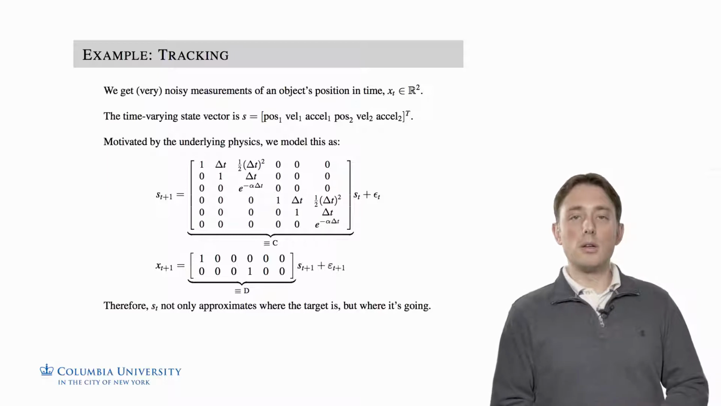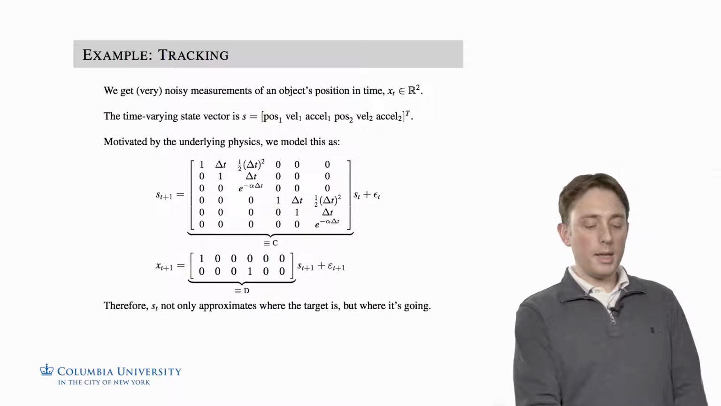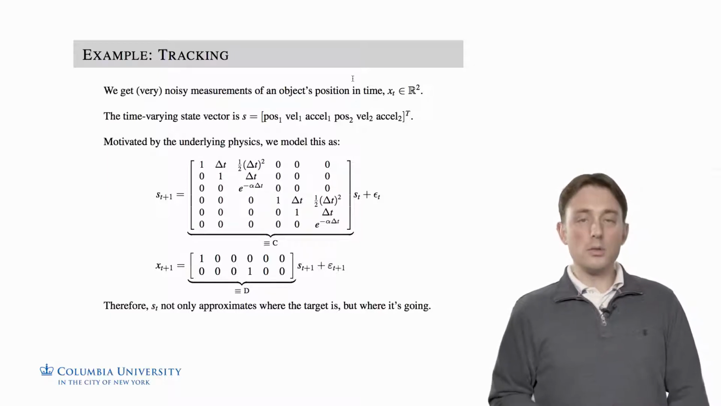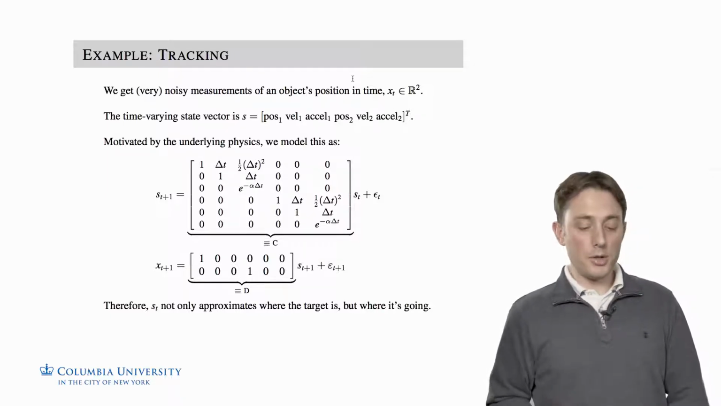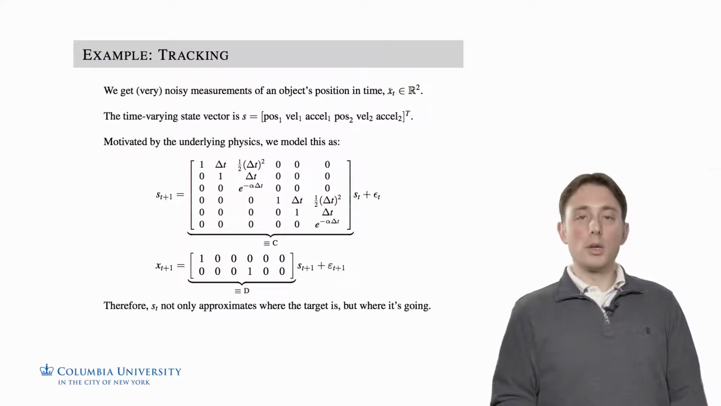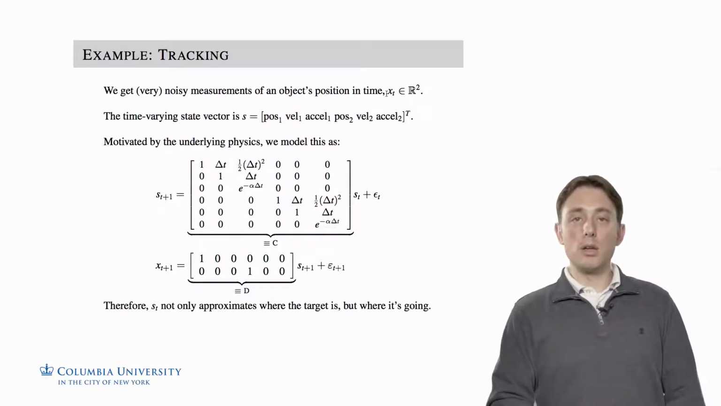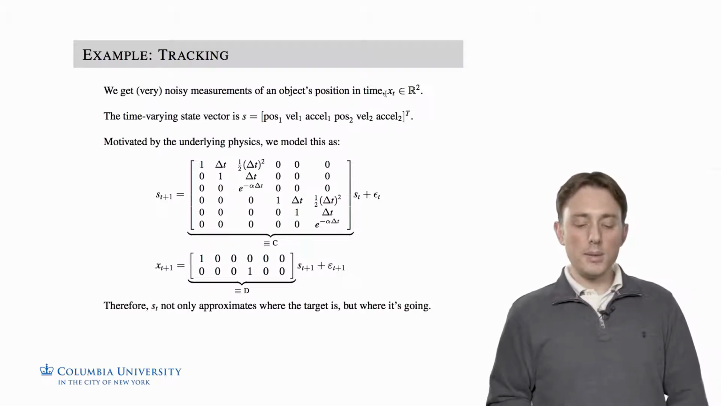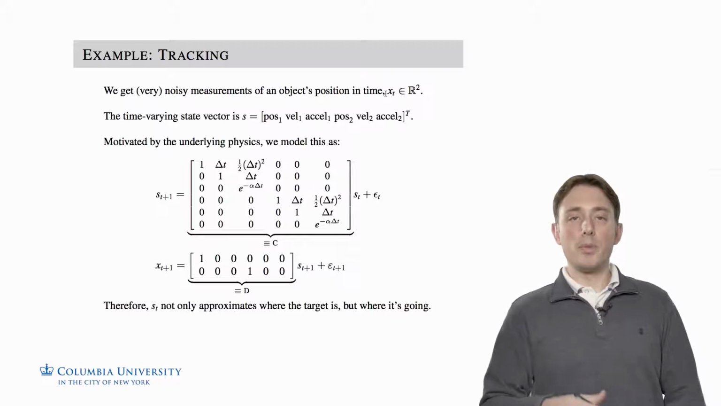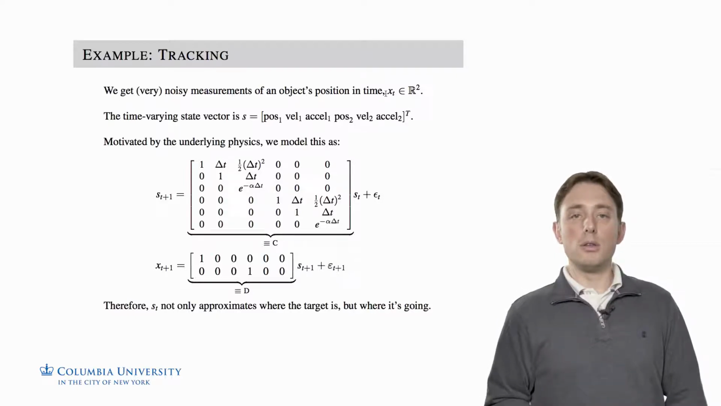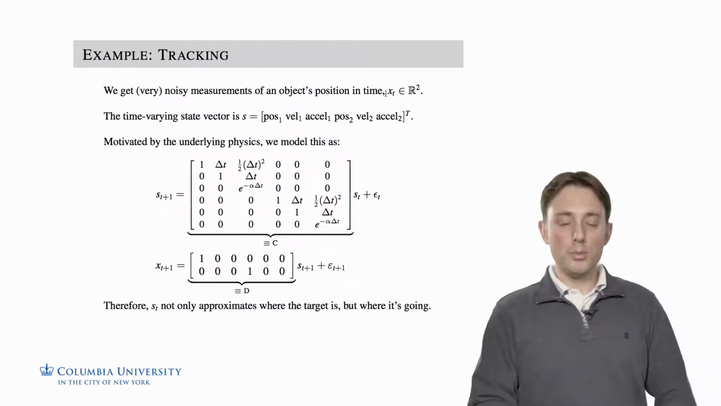So here's a classic, very specific tracking problem. We're assuming that what we get are noisy, and we're going to assume very noisy measurements of an object's position as a function of time. And we're going to assume that we're taking these measurements high up, so we can model them as being in R2, just an xy coordinate. So at time t, we get a two-dimensional vector that gives a very noisy measurement of the location of an object in a two-dimensional plane.